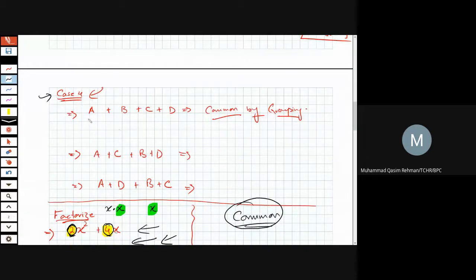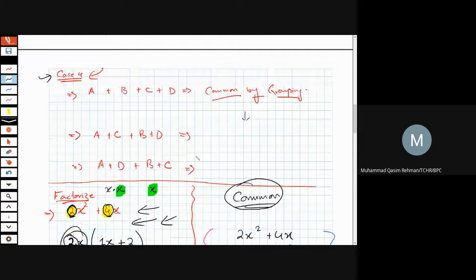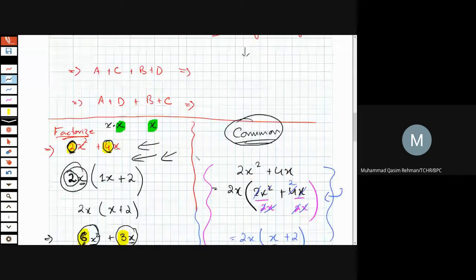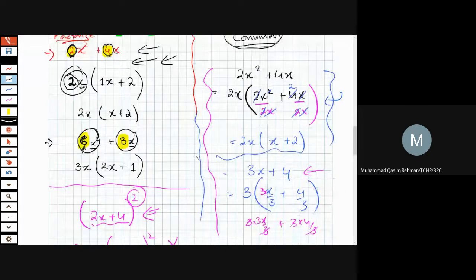Case four was if you have four terms, then you take common by grouping. Now this process goes in two folds. You take common from the first two and then the last two, and then you take common one more time so that you can have factors. So we did a few other examples the other day.